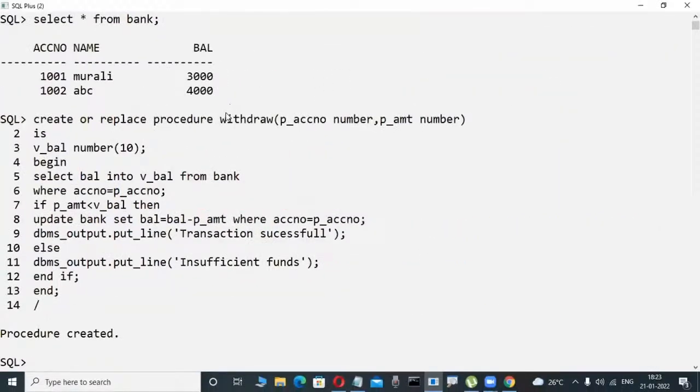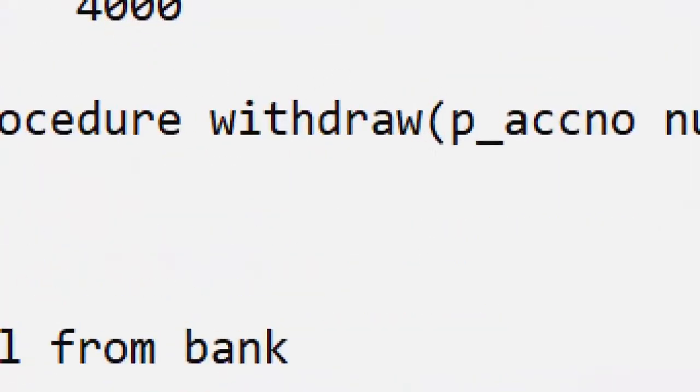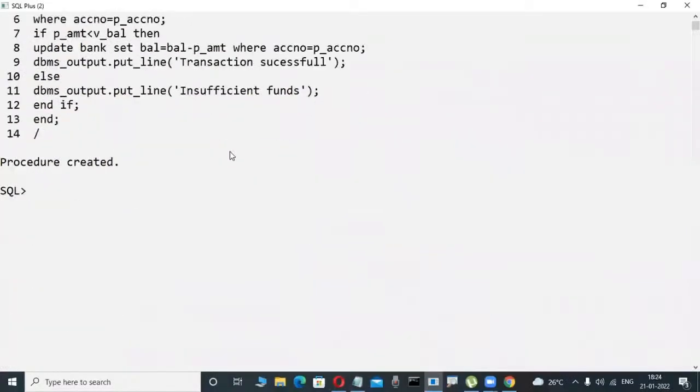Once I'm developing this withdraw procedure, I try to check the ATM transactions I mentioned in the previous case. Now check it out. Observe it here. I'm executing: exec procedure name withdraw. Okay, fine. I'm calling this procedure withdraw.